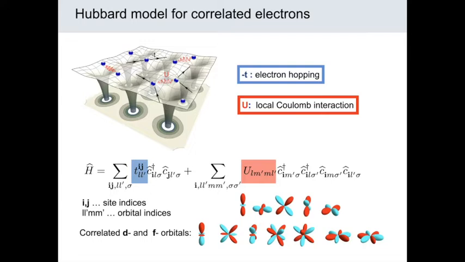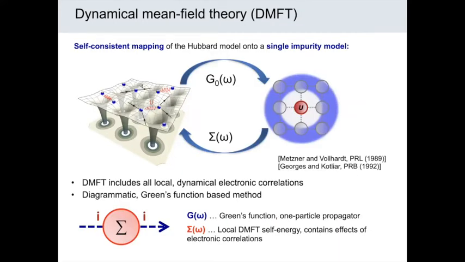We have so many indices here in the Hamiltonian because this is a multi-orbital Hubbard model. And so these l, m, l', m' here are orbital indices. And the correlated orbitals that are often treated in the Hubbard model are, for example, the 3d orbitals of transition metal elements or the 4f orbitals of rare earth elements. Unfortunately, there exists no straightforward exact way to solve the Hubbard model, so we need approximations.